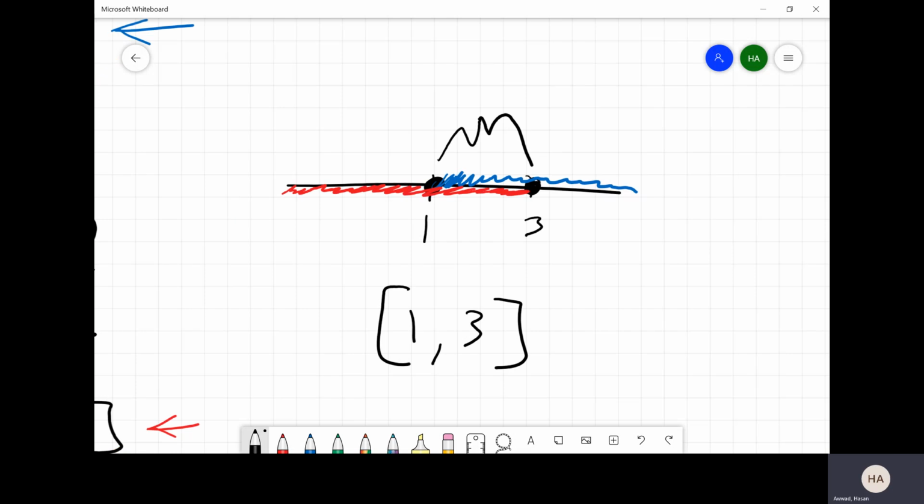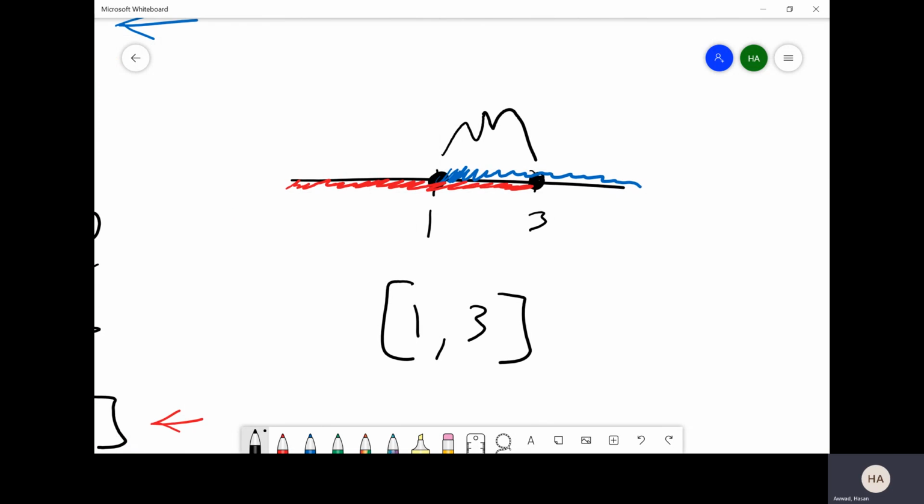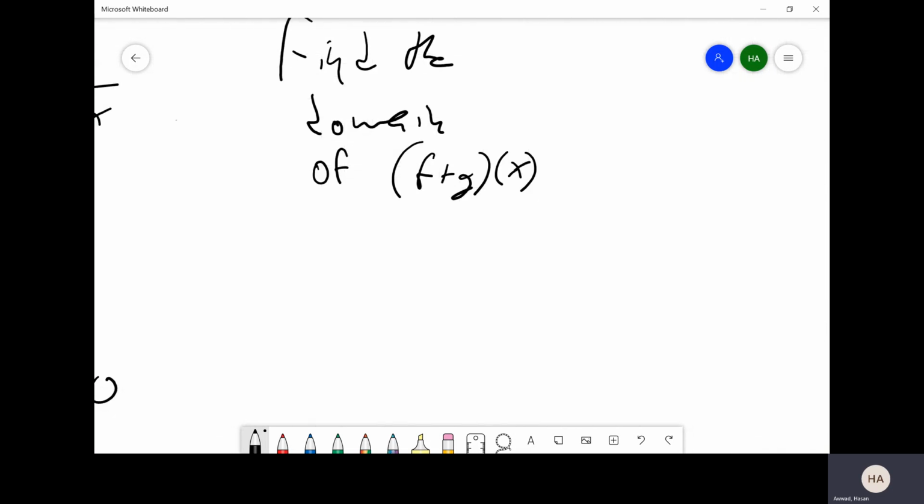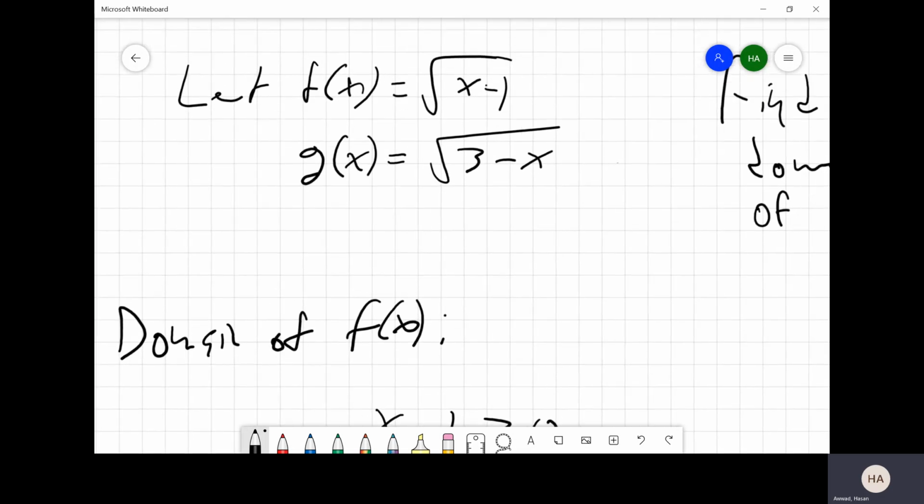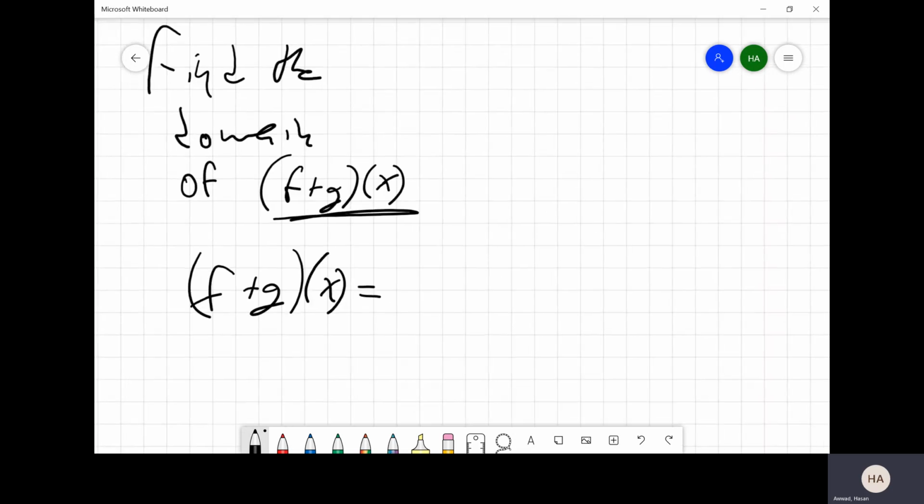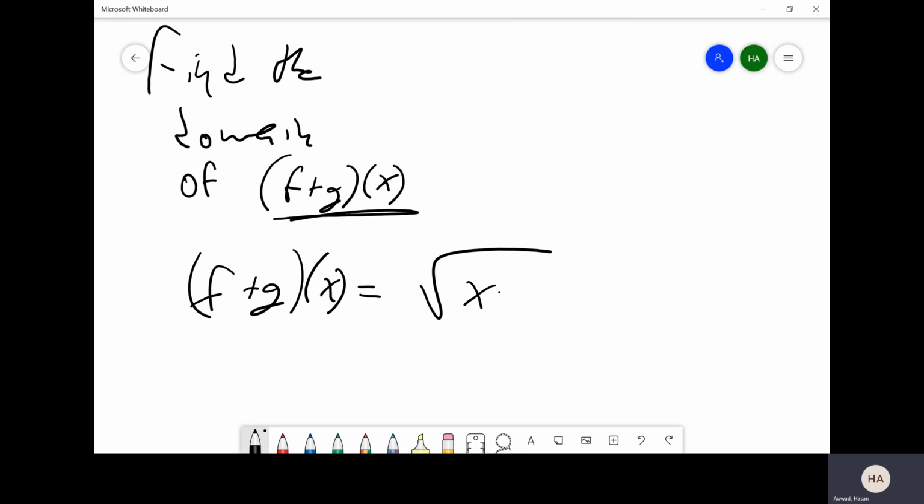Okay, so all of the numbers between 1 and 3, including 1 and 3, are in the domain for this function here, f plus g of x. And if you're wondering what f plus g of x actually looks like, well, again, just to give yourself more practice, all this is taking your two functions and adding them together, right? So f plus g of x is really just f of x, which is x minus square root of x minus 1, plus g of x, which is the square root of 3 minus x. And you really can't simplify this anymore.